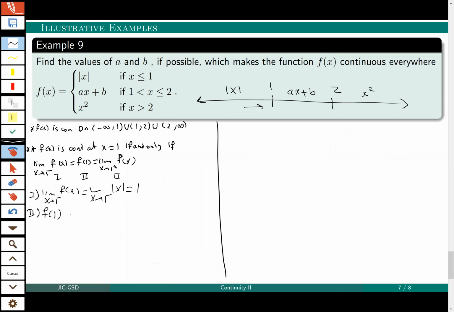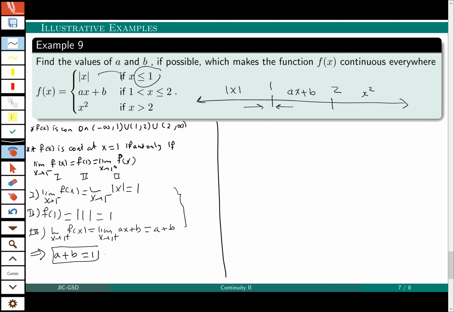What is the value of the function at 1? Again, you need to take the absolute value of 1, which is 1. Third, the limit when x goes to 1 from the right. From the right, it will be ax plus b. When you replace x by 1, you will get a plus b. So the three parts are equal, which means a plus b must be equal to 1. That is the first equation we get.